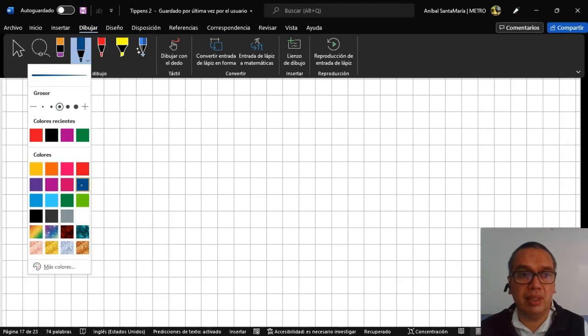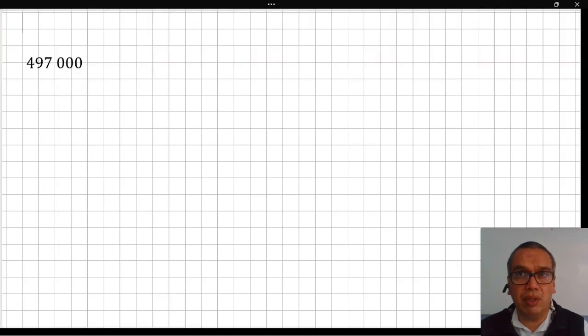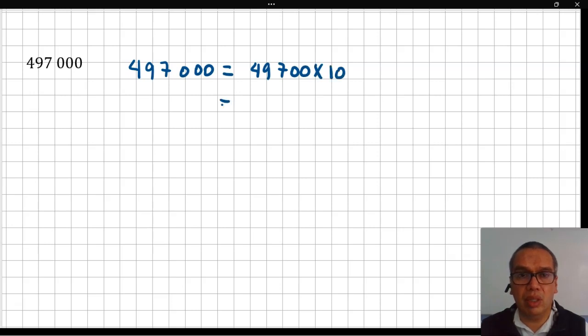In that case, we can follow the same logic as before. The given number, 497,000, is equal to 49,700 times 10, or 4,970 times 10 squared, or 497 times 10 cubed.